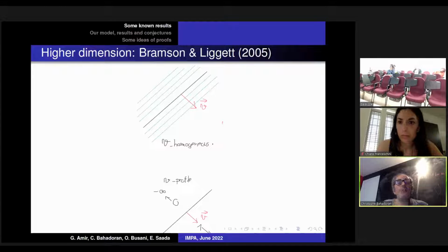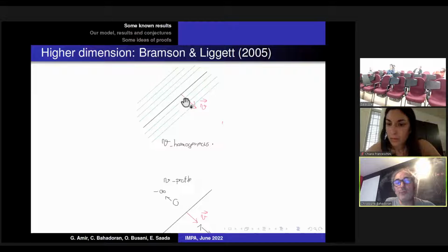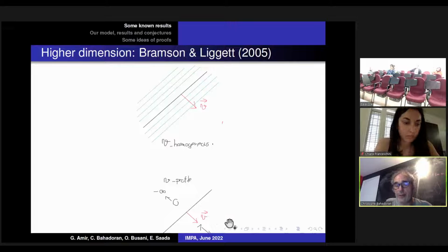Their idea was to introduce what they call the V-homogeneous and V-profile measures. So in dimension 2, a V-homogeneous measure is a measure where things would be variable, say in this direction, but which would be translation invariant in all directions orthogonal to V. And a V-profile measure would be the generalization of a profile measure, in the sense that it would be a measure which would tend to 1, at least in mean, at plus infinity along V, and to 0 at minus infinity along V.